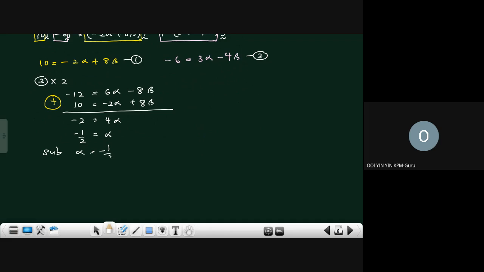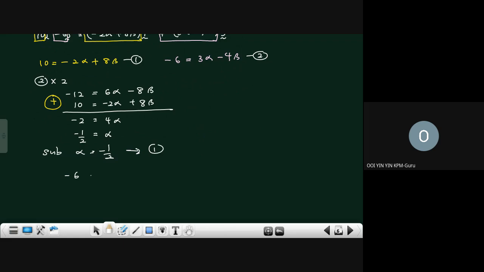Then after you get your alpha equals to negative 1 over 2, now you substitute alpha equals to negative 1 over 2 into an equation. Which one, 1 or 2? Okay, whichever. Okay, 2. Why? Because the number is smaller, easy to find. Okay, that's what I thought. No, actually wrong. Should use 1, easier. Okay, come. Change to 1.